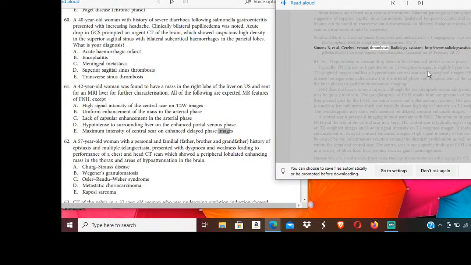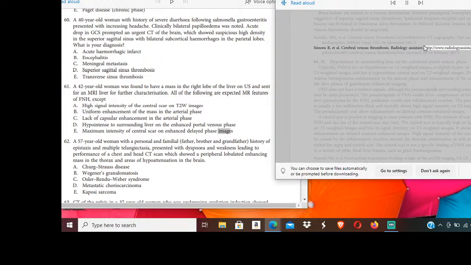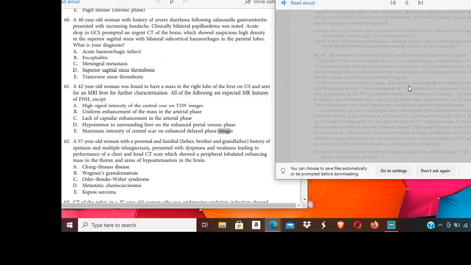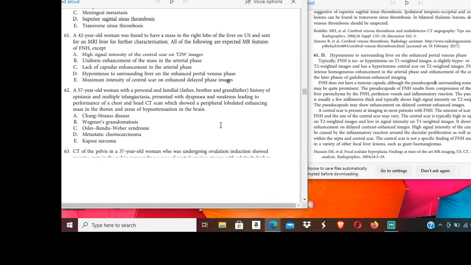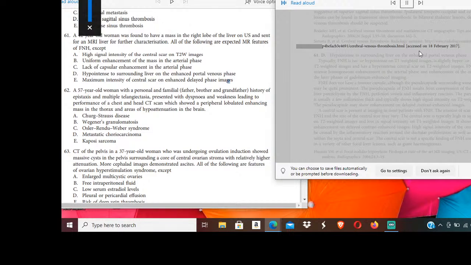Reference: Rodallec MH, et al. Cerebral venous thrombosis. Radiology Assistant, http://www.radiologyassistant.nl/en/p4bifac3e4691/cerebral-venous-thrombosis.html, accessed on February 18, 2017.